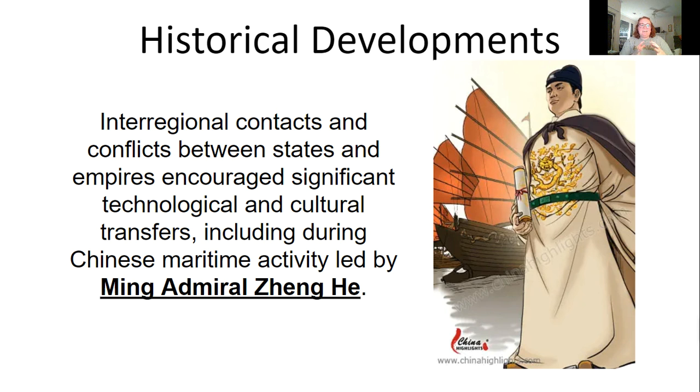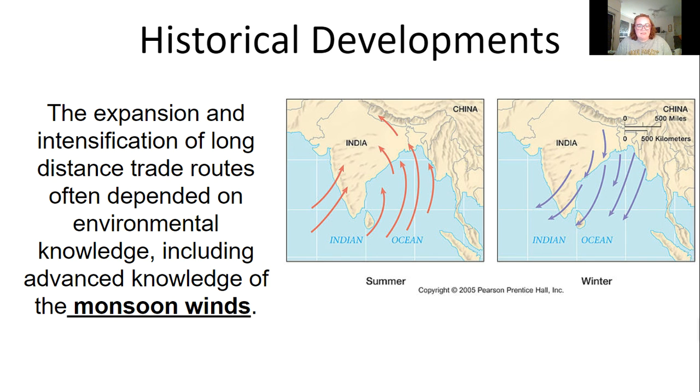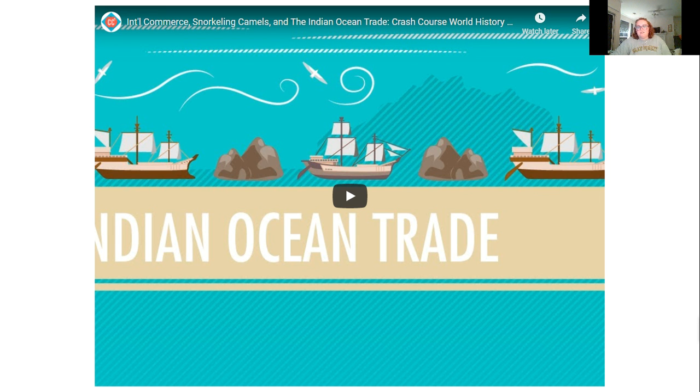And this was interregional contact, increasing conflicts between states and empires over the struggle. And this is when we see technological advancements and cultural transfers begin to happen in the area. One of the main reasons that all of this was made possible is because of these monsoon winds. Long distance trade routes would depend on environmental knowledge, and these monsoon winds were able to carry sailboats farther and faster.